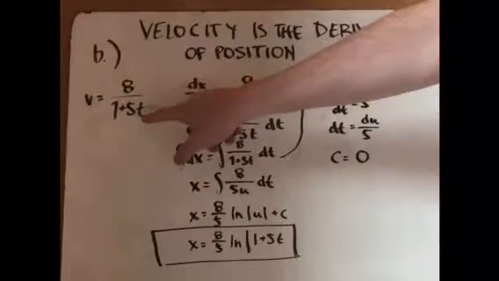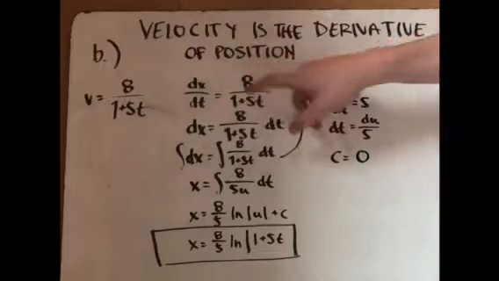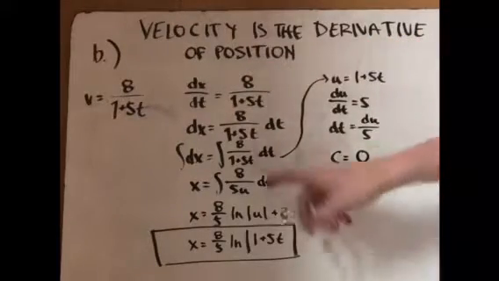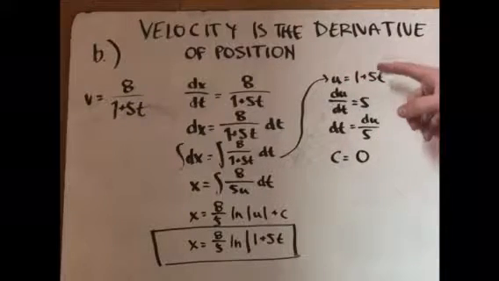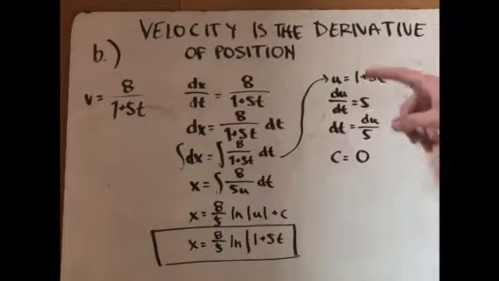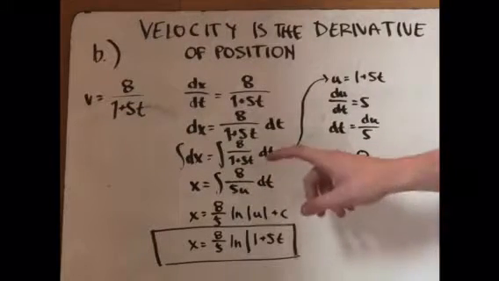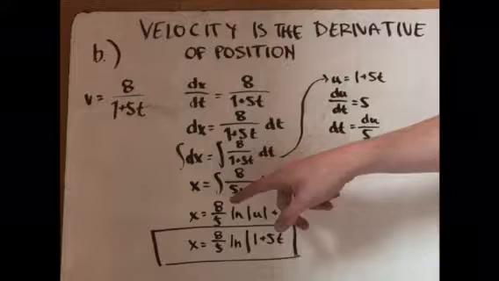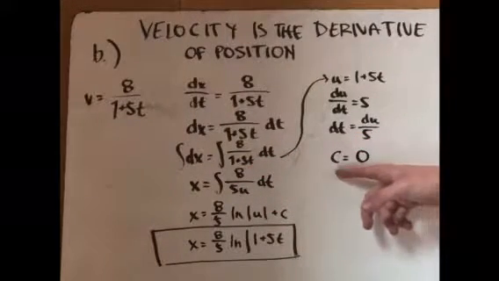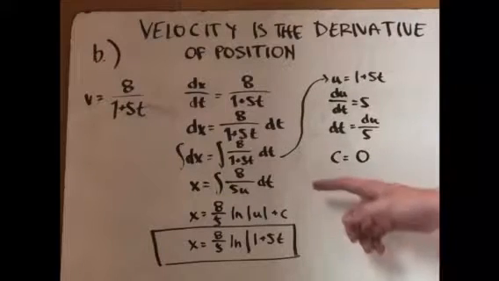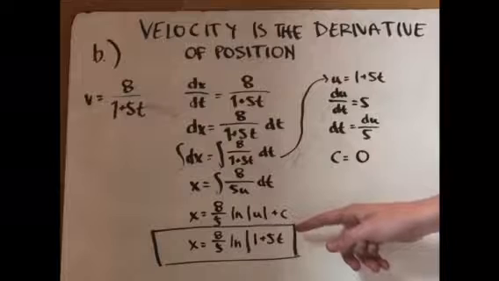So we took the velocity equation, which is 8 over 1 plus 5t, and we put dt on the other side, and then we made 1 plus 5t equal to u. From that, we got that dt equals du over 5, and we took the integral to find that the position function was 8 over 5 ln of u plus c. C is 0 because the position is 0 at time 0, and we found that the position is 8 over 5 ln of 1 plus 5t.